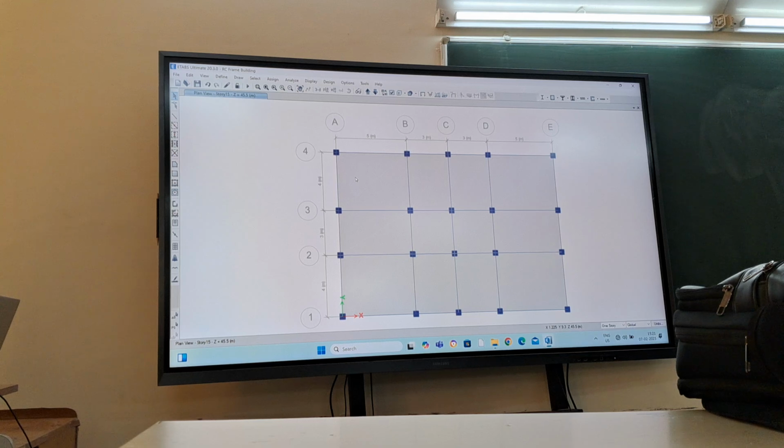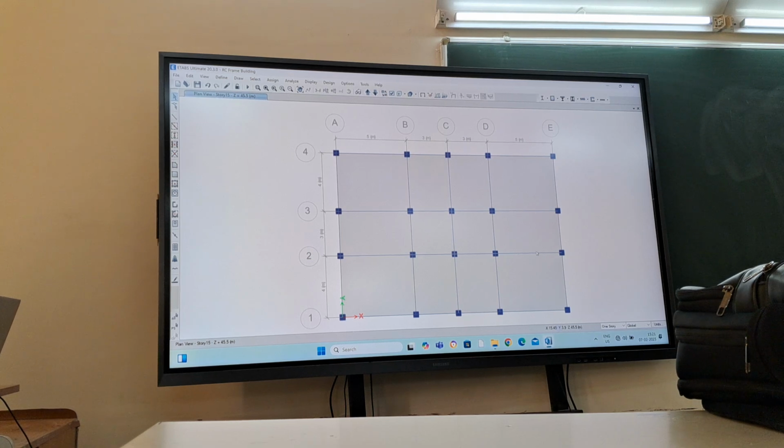But other loads, the floor load, live load, floor finish, and any other kind of load acting on the slab, means floors, you have to assign here. Now let's say I want to assign the live load. So I can again go to all the stories, assuming that the live load will be the same in all the floors. And you can select all the slabs.